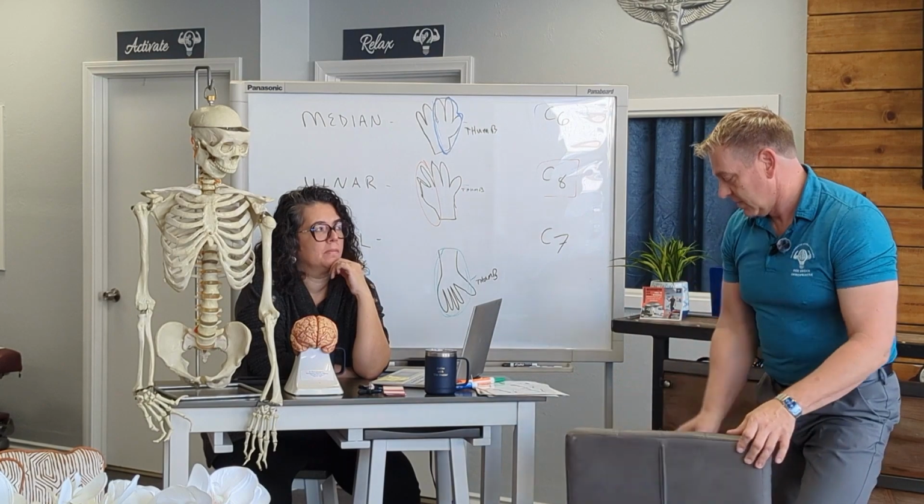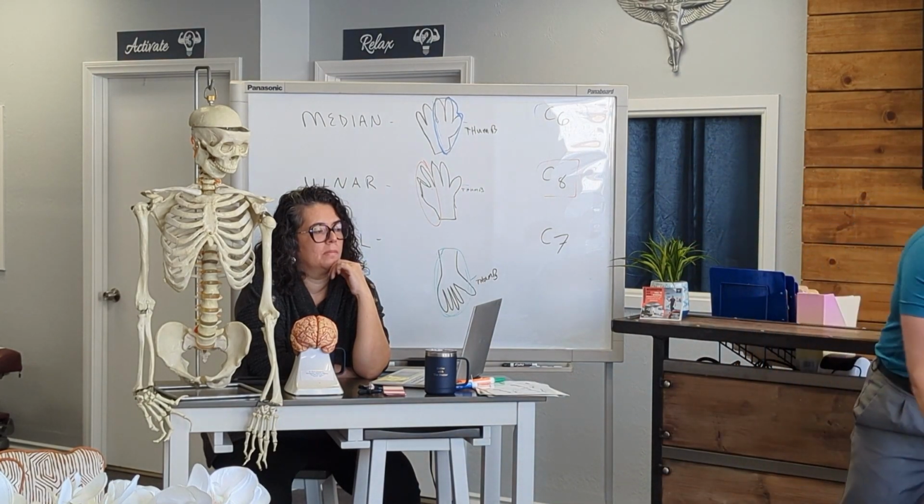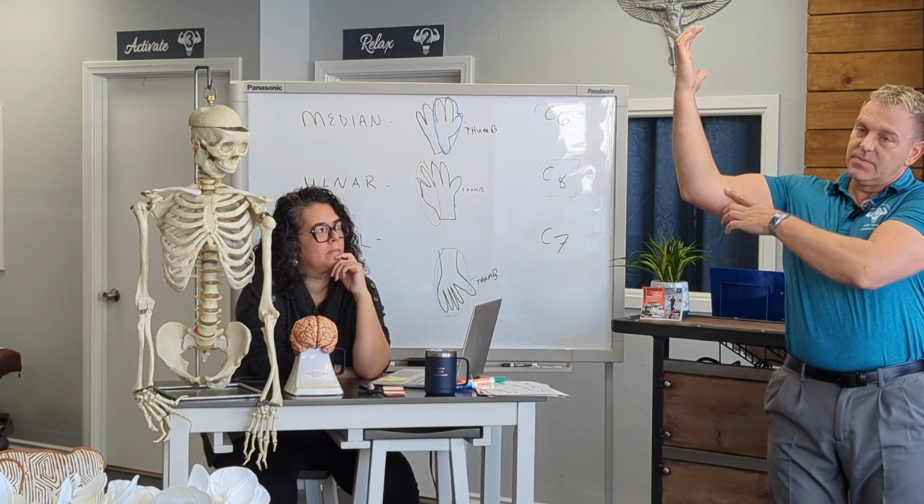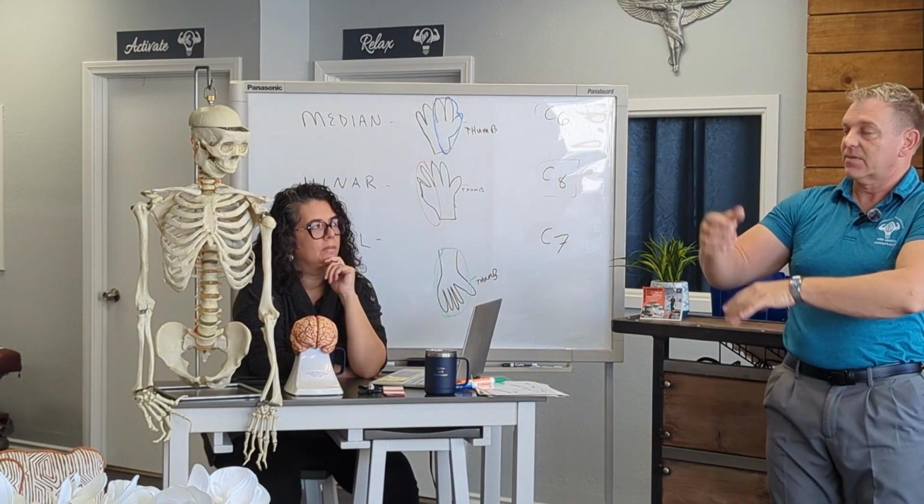Because one of the most common entrapment sites is, the radial nerve comes out through the back of the arm too. So.